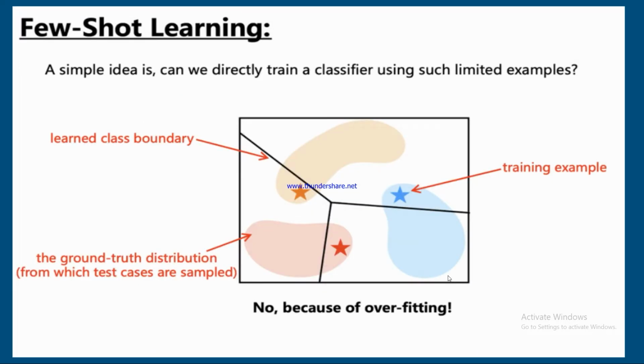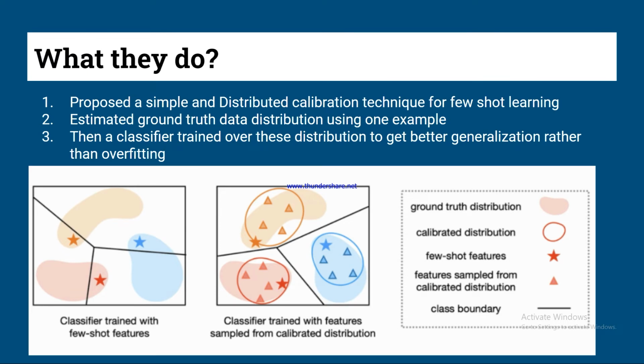Here, one thing we can do is, we have these few examples, but can we directly train a classifier with such limited examples? The answer is no, because it will cause overfitting, as we have a small number of examples. So then, what has this paper proposed? This paper proposed a simple distribution calibration technique for few-shot learning.